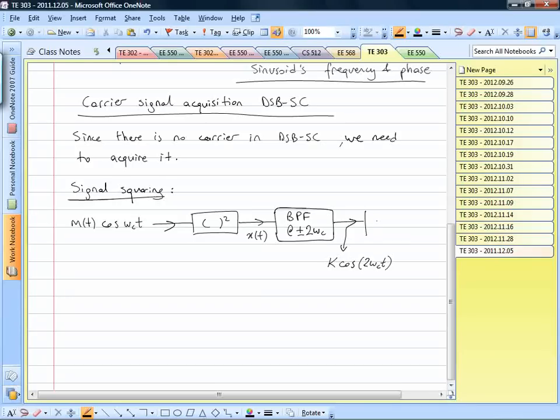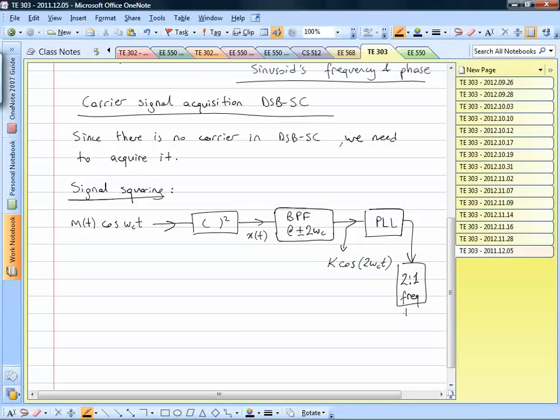Now you can use a PLL because now you have the carrier with you, and after you lock onto this signal with 2 times the frequency, you can use a 2 to 1 frequency divider.